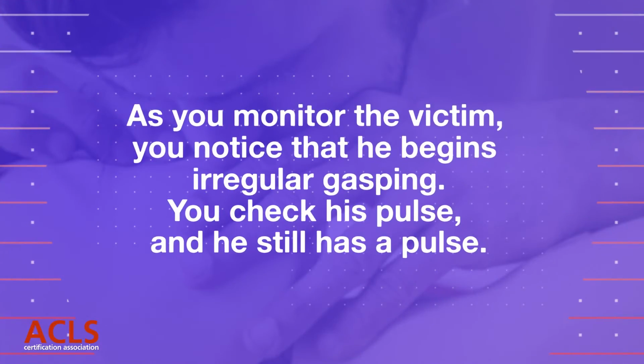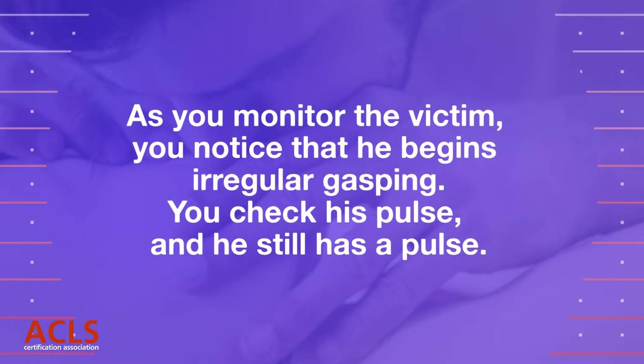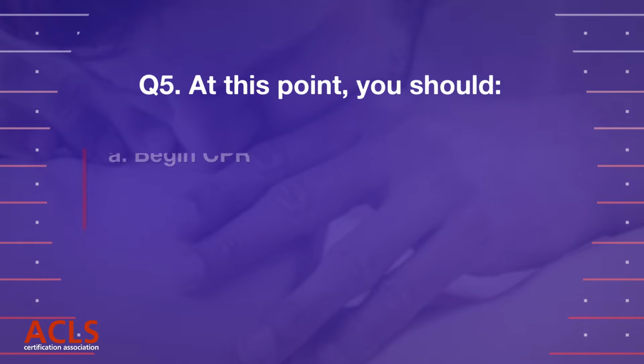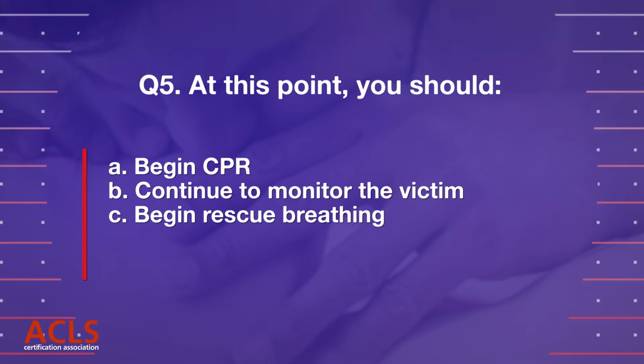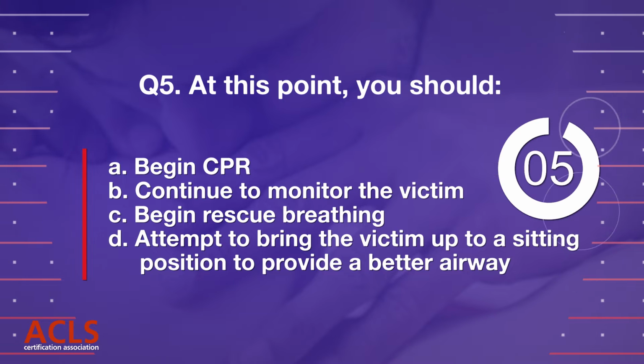As you monitor the victim, you notice that he begins irregular gasping. You check his pulse, and he still has a pulse. 5. At this point, you should: A. Begin CPR. B. Continue to monitor the victim. C. Begin rescue breathing. D. Attempt to bring the victim up to a sitting position to provide a better airway.